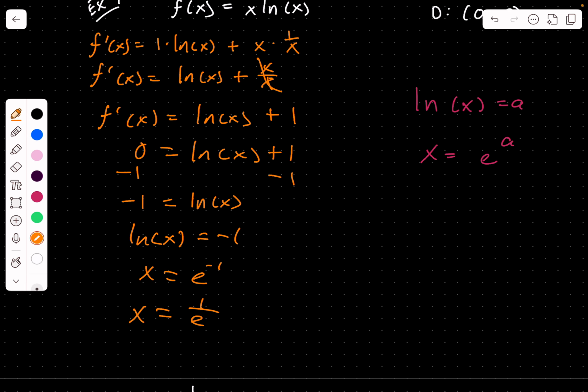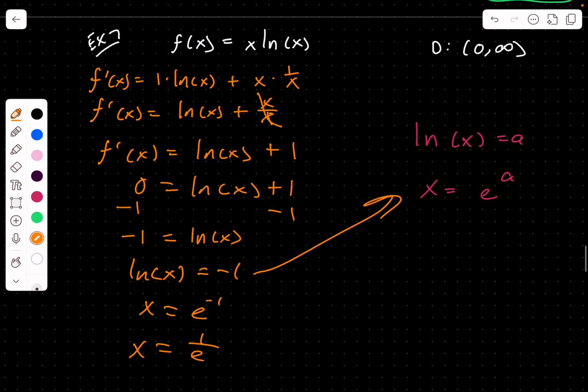But there we go. We get ln of x equals negative 1. We used this rule right here to get x equals e to the negative 1. And then to put it in proper form, we put the e in the denominator so that our exponent could be positive. So does it fit inside of our domain? Yes, it does. So this is our critical value, x equals 1 over e.